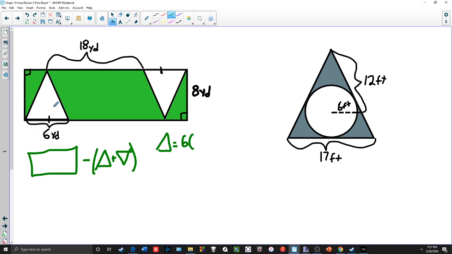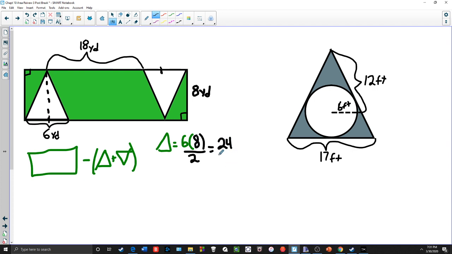Times, well, how do I know the height of this triangle? So how do I know how tall this triangle is? Well, once again, the height of this triangle is basically the height of the rectangle almost. It goes from top to bottom. Well, what other line goes from top to bottom? Well, this 8 right here. It goes top to bottom. So that means that this one over here too, because again, they're congruent triangles. They all have a height of 8. So it'd be 6 times 8 divided by 2, which is going to give you 24.